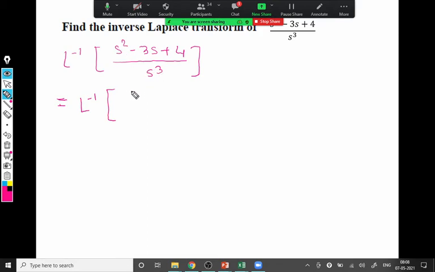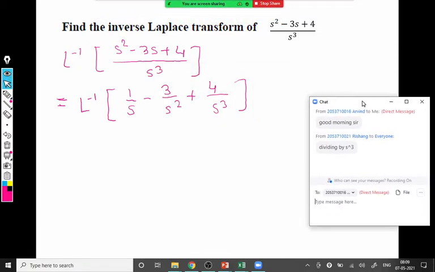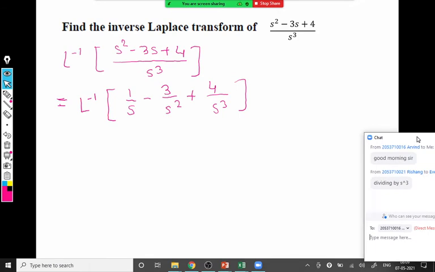So s square upon s cube is 1 upon s, minus 3 upon s square, plus 4 upon s cube. What have we done? We just separated. Yes, Rishang is correct. We have to divide by s cube into each term there.